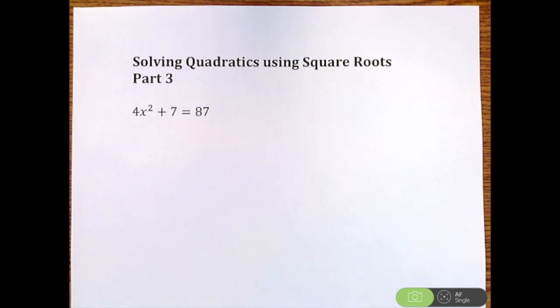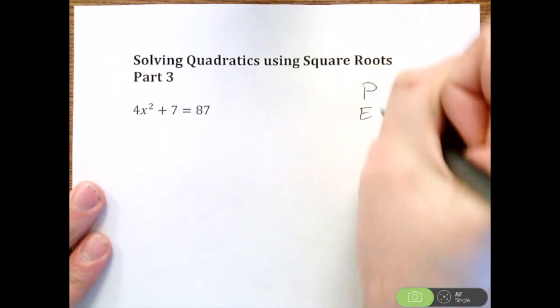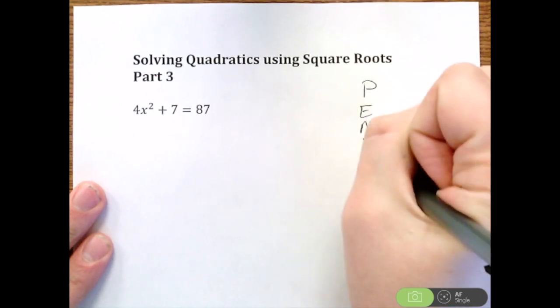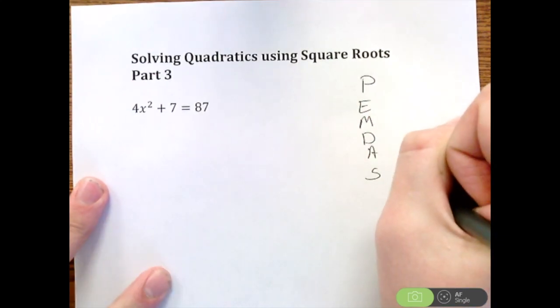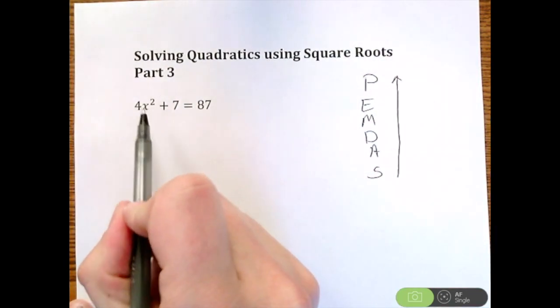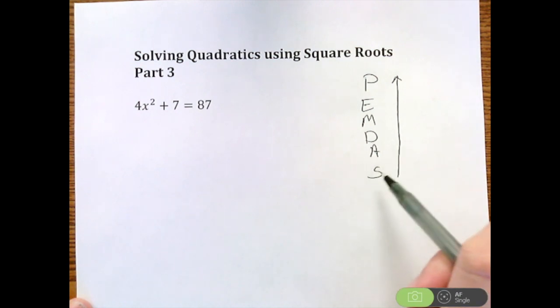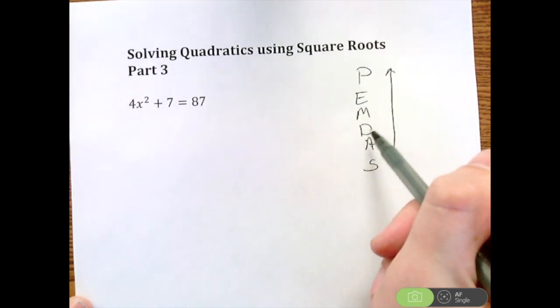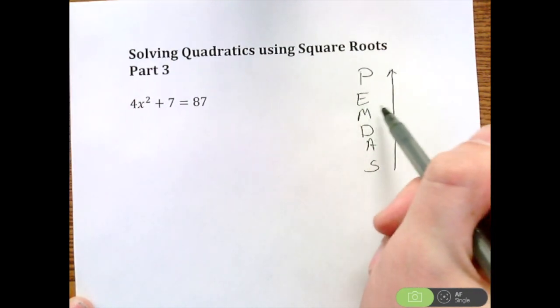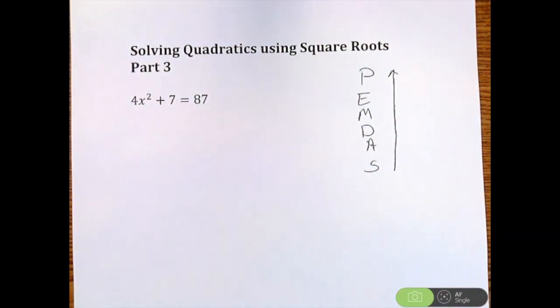So we have 4x squared plus 7 equals 87. Again, if we're solving for x, we want to work the order of operations backwards. We want to get x by itself. So if x is on the left side, to get x by itself I need to get rid of addition and subtraction first, then get rid of the multiplication and division, then get rid of the exponent, then get rid of any pieces inside the parentheses.